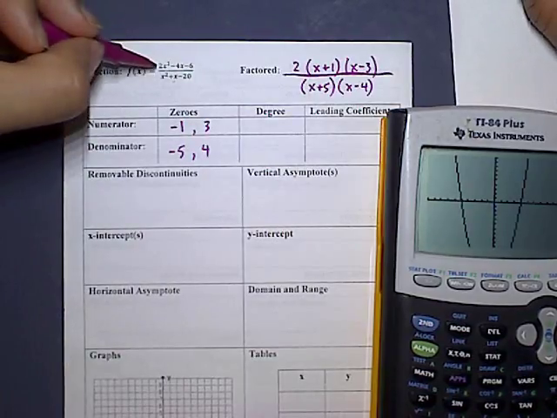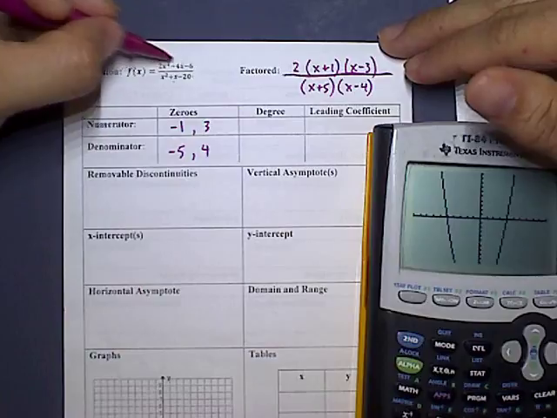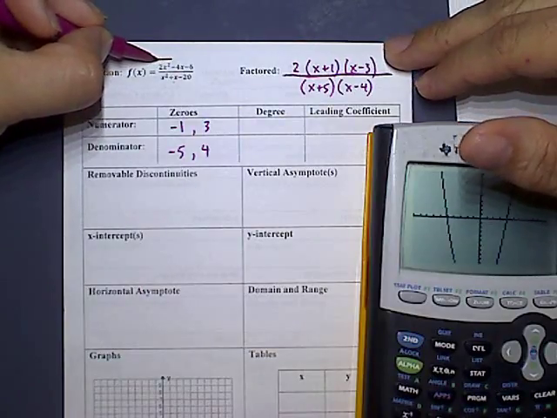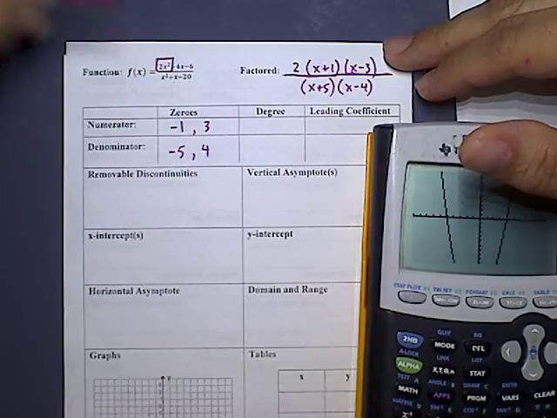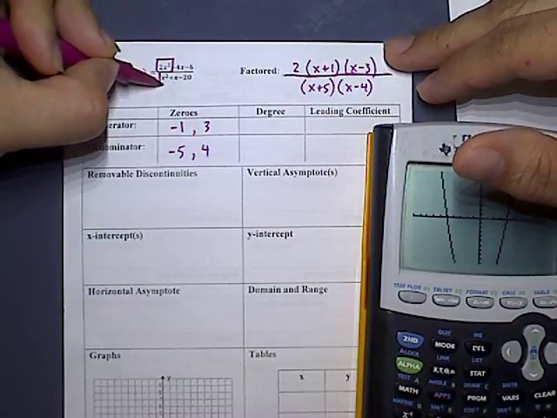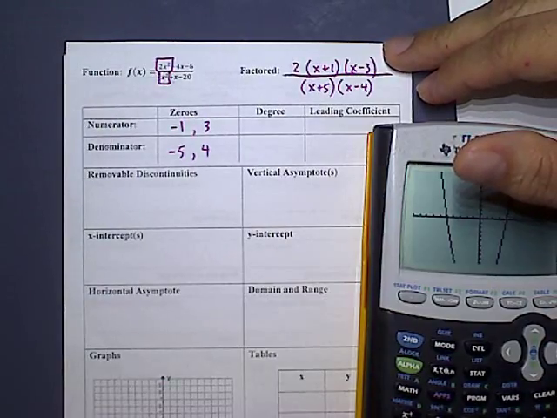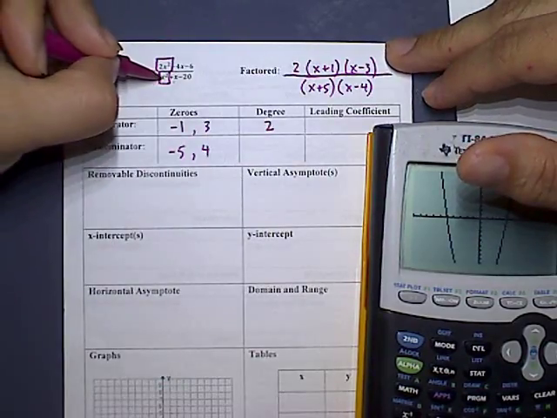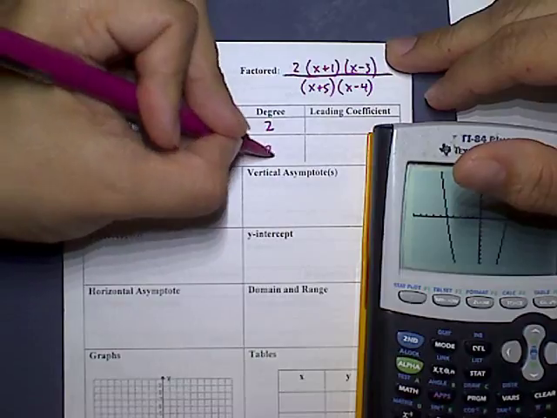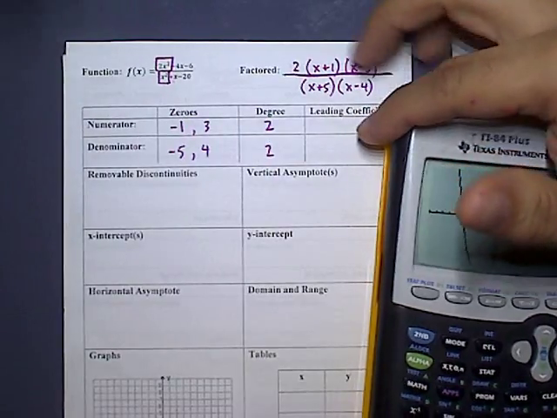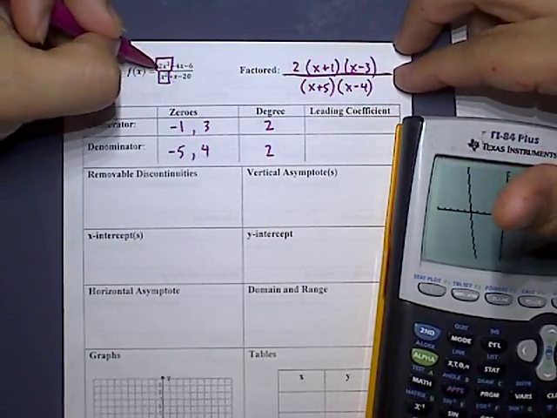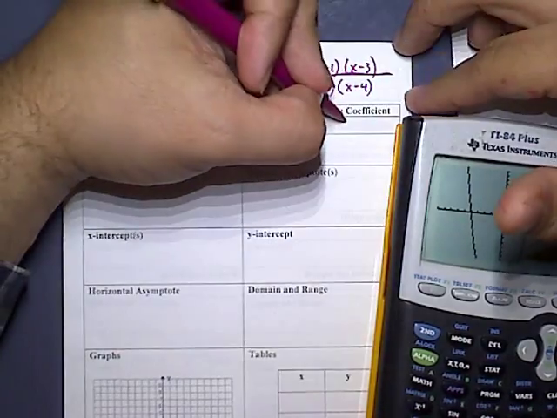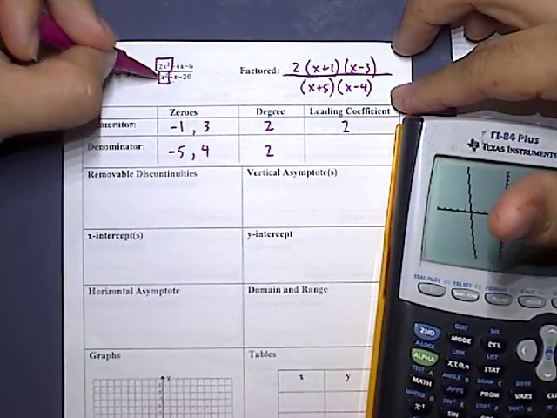The degree of the numerator, once again, we look for the highest exponent. The highest exponent on an x is 2. I'm going to go ahead and put a box around this term here, and I'm going to put a box around this term down here as well, because that is, again, our highest exponent. The exponent here is 2. That's our degree. The exponent down here is 2. That's the degree of the denominator. The leading coefficient is here inside the box. The coefficient of the top one, the numerator, is 2. The coefficient of the denominator is 1.